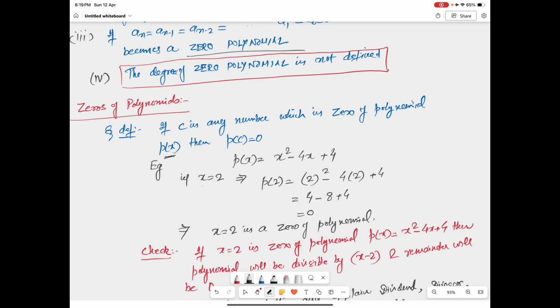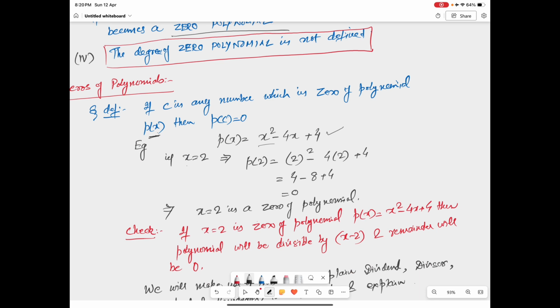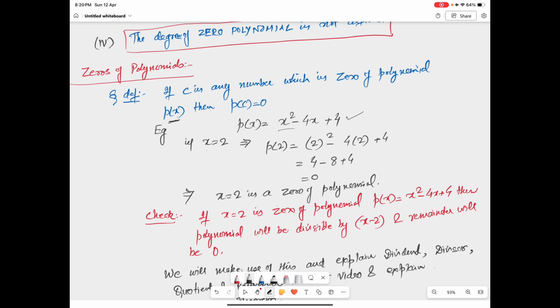If I put x equal to 2 in this polynomial, first you should see that this is a polynomial. Each term has a whole number exponent. It's a trinomial. The coefficient of x square is 1, the coefficient of x is minus 4, and the constant term is 4. So by seeing this, you can see that it is a polynomial, basically a trinomial. In this, p(2) is equal to 2 square minus 4 times 2 plus 4, which becomes 0. So x equal to 2 is a zero of the polynomial. You can understand with the definition that x equal to 2 is a zero of the polynomial.